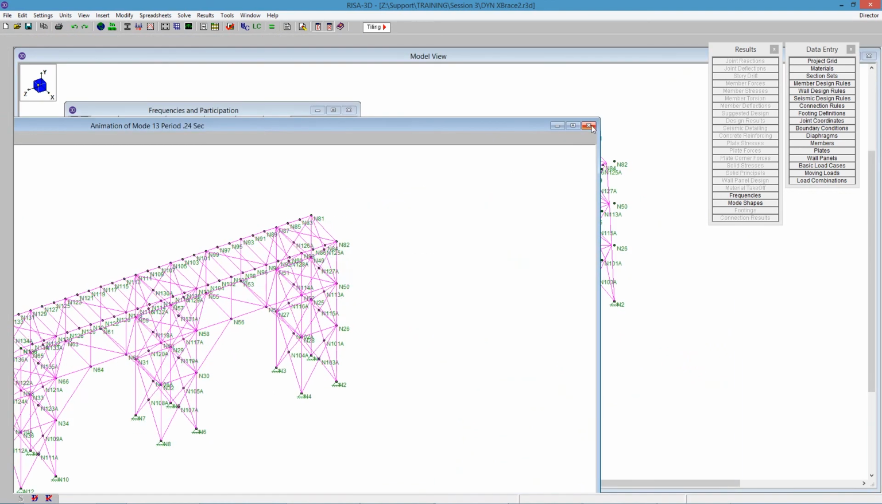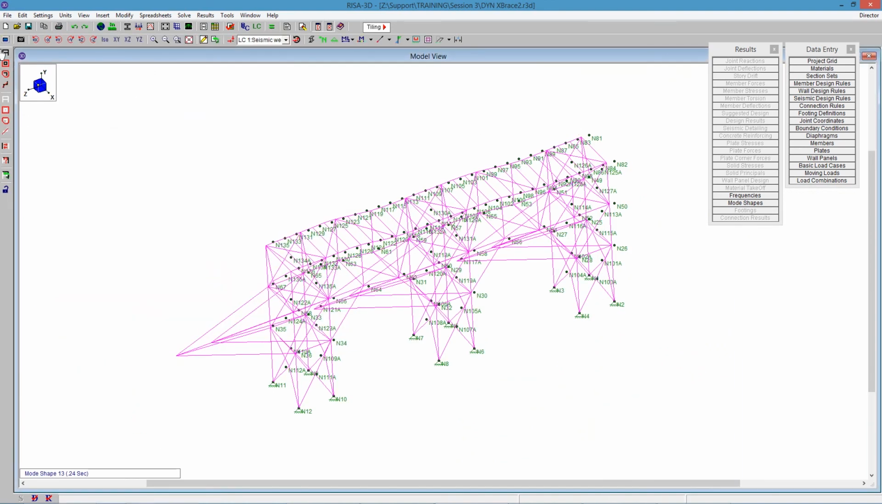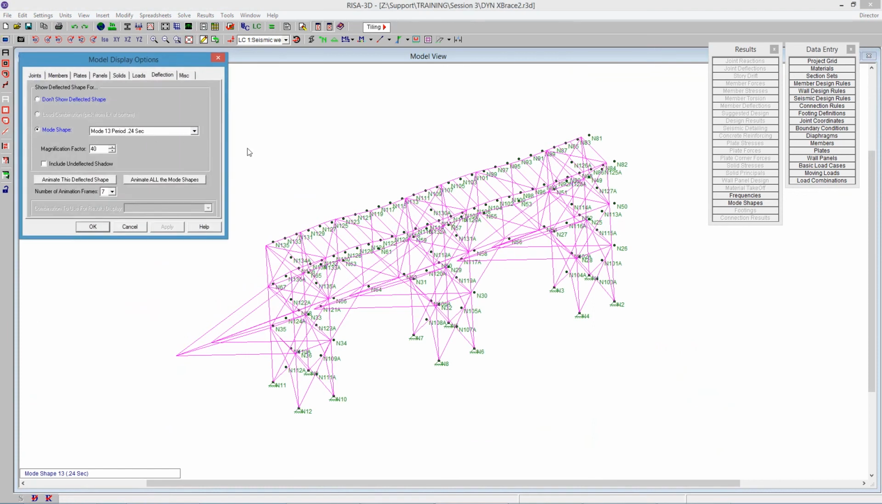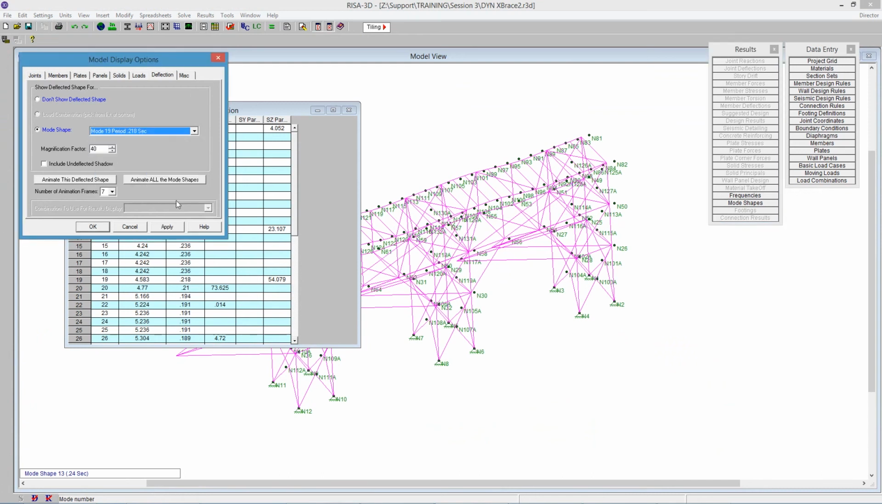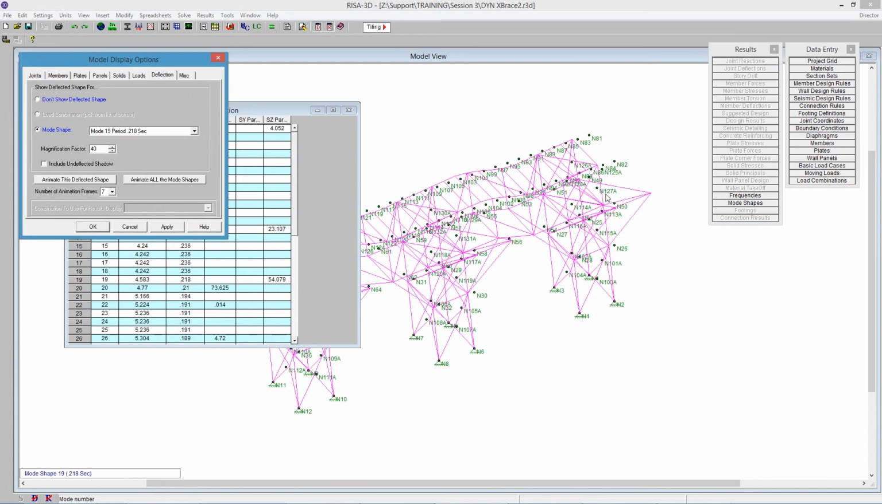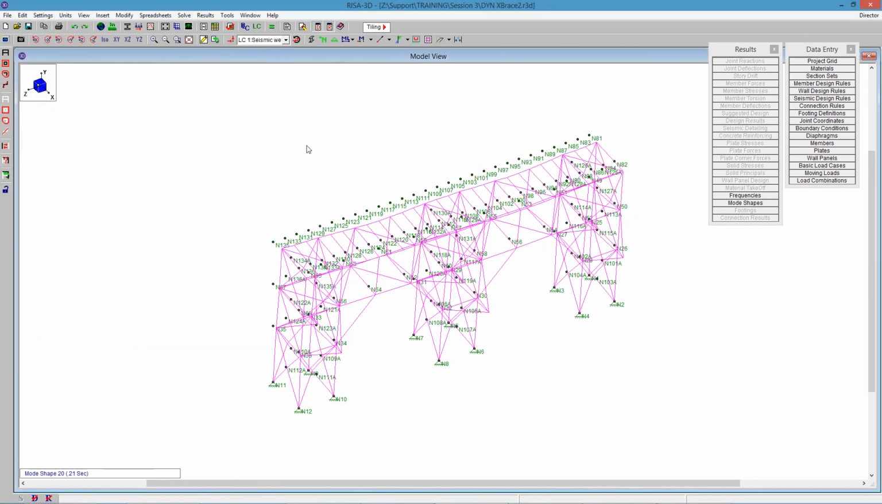Let's go ahead and close that down, and we'll do plot options again and just scroll through some of these. Let's open up our frequencies here in the background. So maybe 19 is one we want to look at, and we can see what that looks like. Again, we see just a small local section is deflecting, and not quite the entire global.